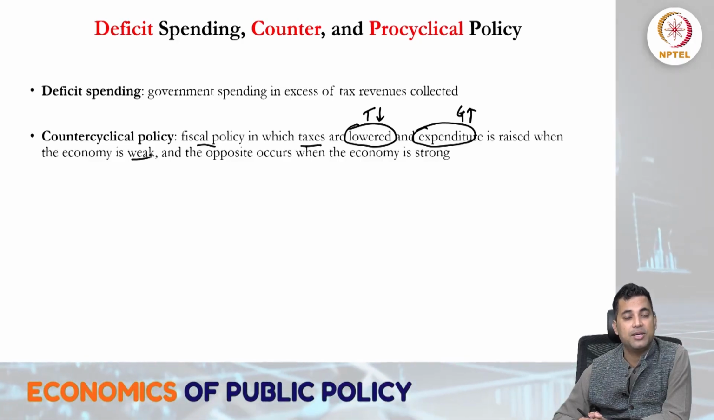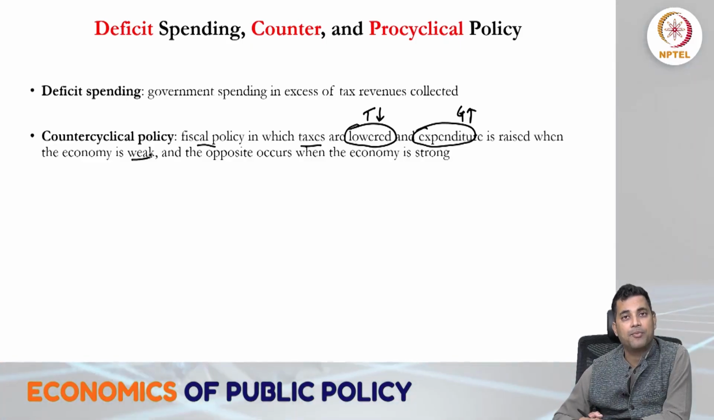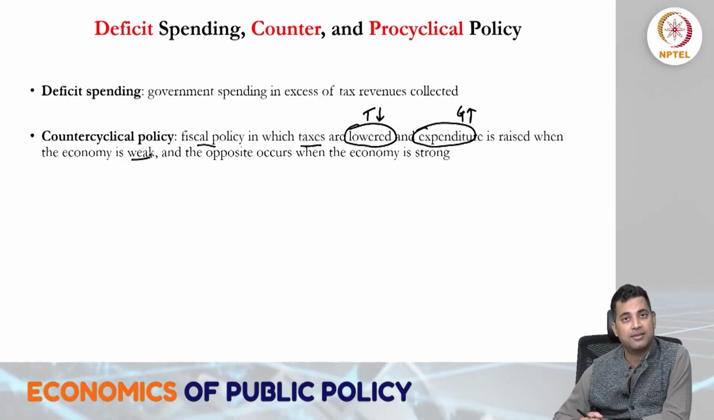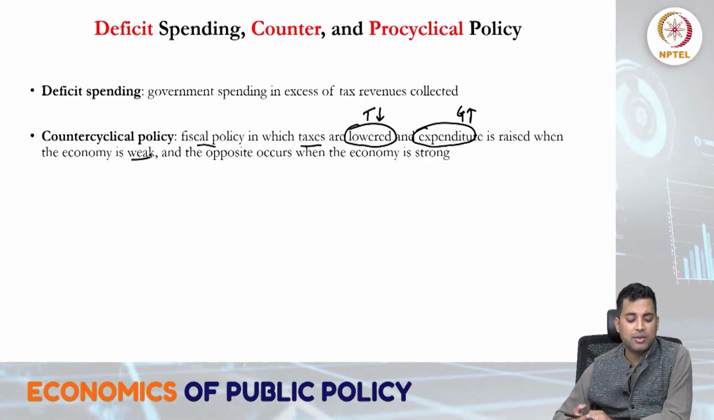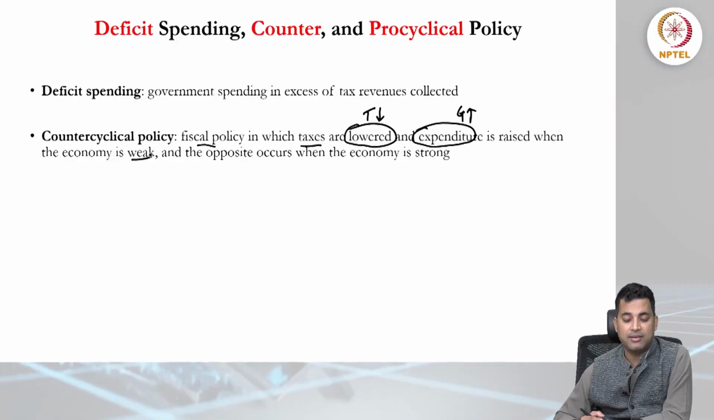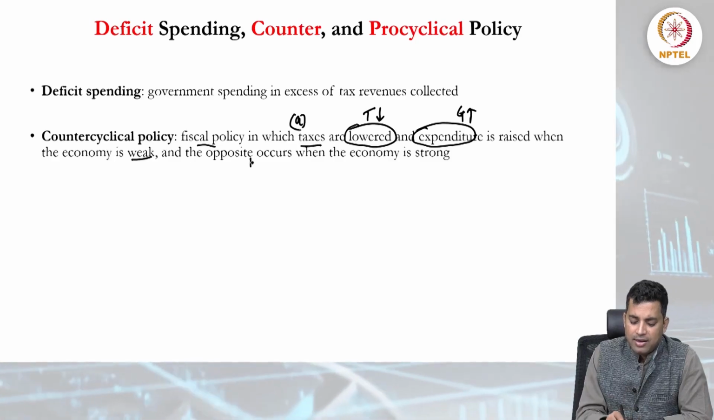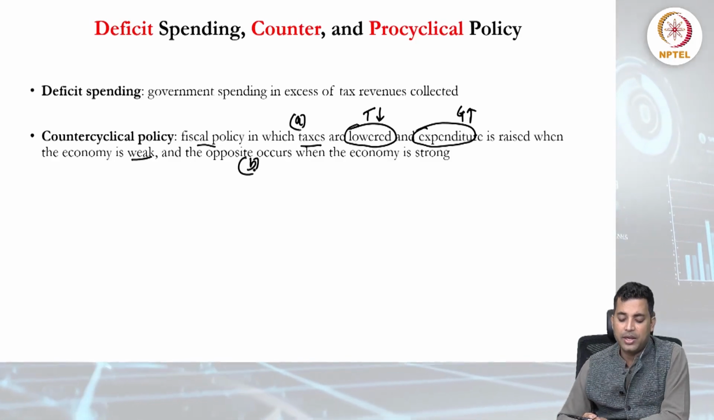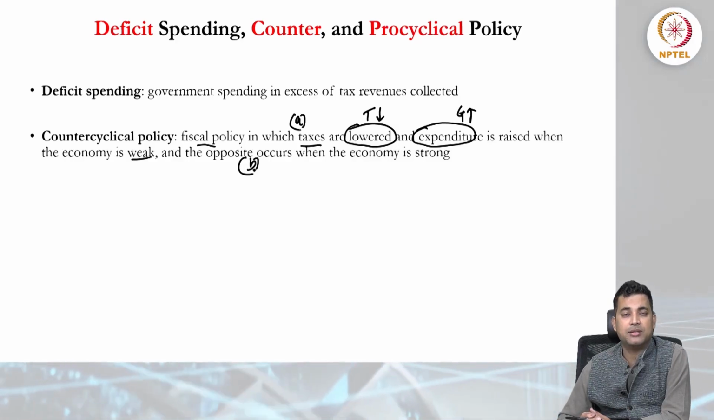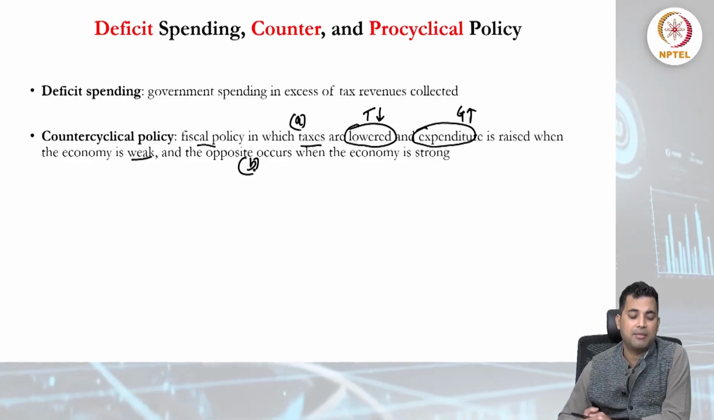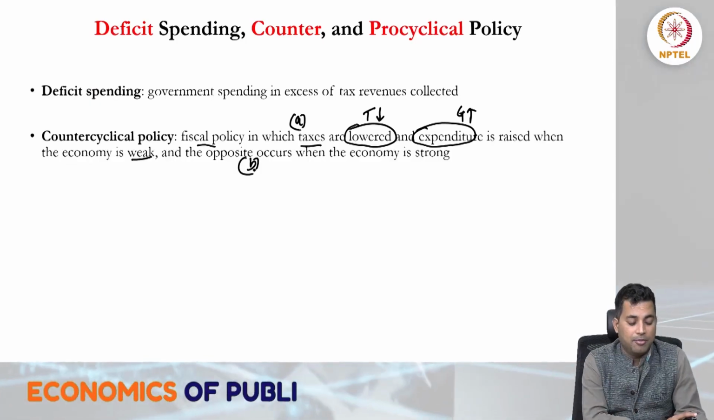So when we see the economy is weak, this is the tendency for fiscal policy: through fiscal policy, tax gets lowered and government expenditure is raised. So this is what counter cyclical means. But this is only one part of counter cyclical. The second part is exactly the opposite: when the economy is strong, then tax is high and government expenditure is low. So this is again self-explanatory. This is called counter cyclical policy.